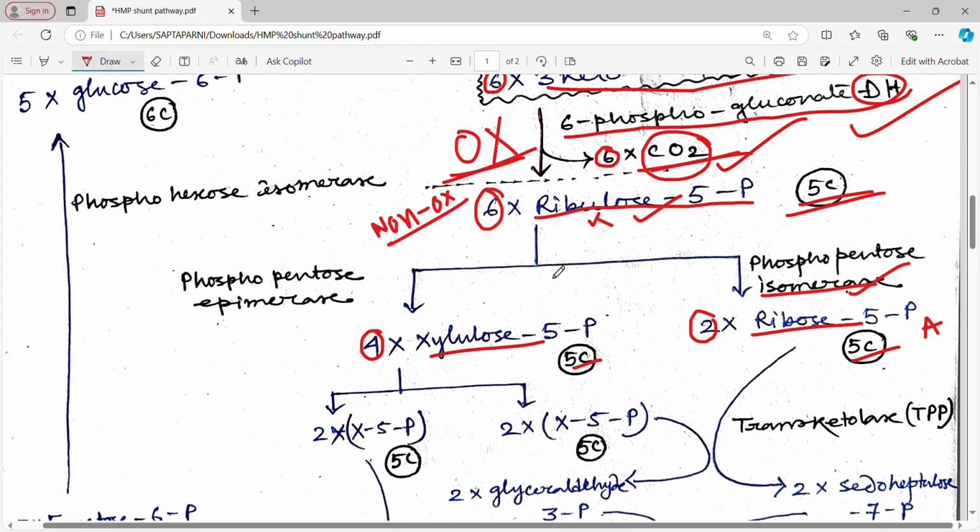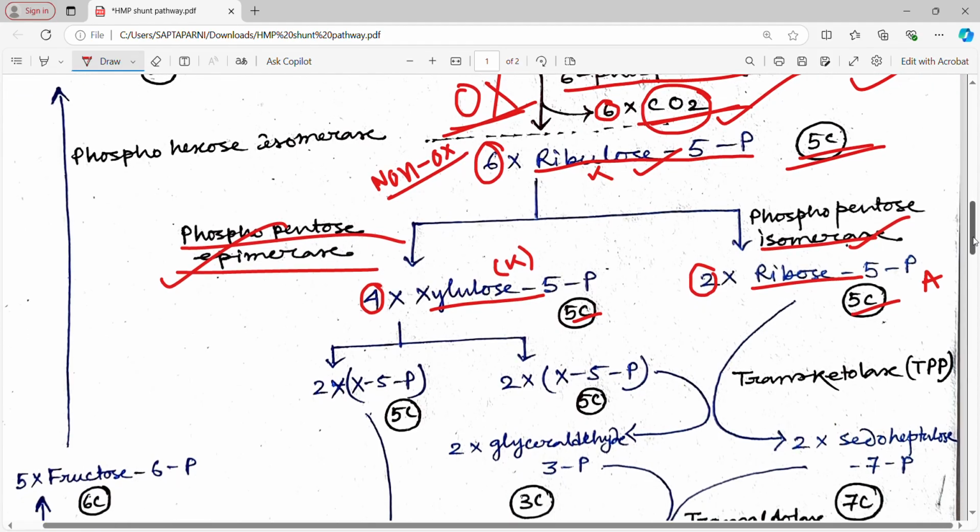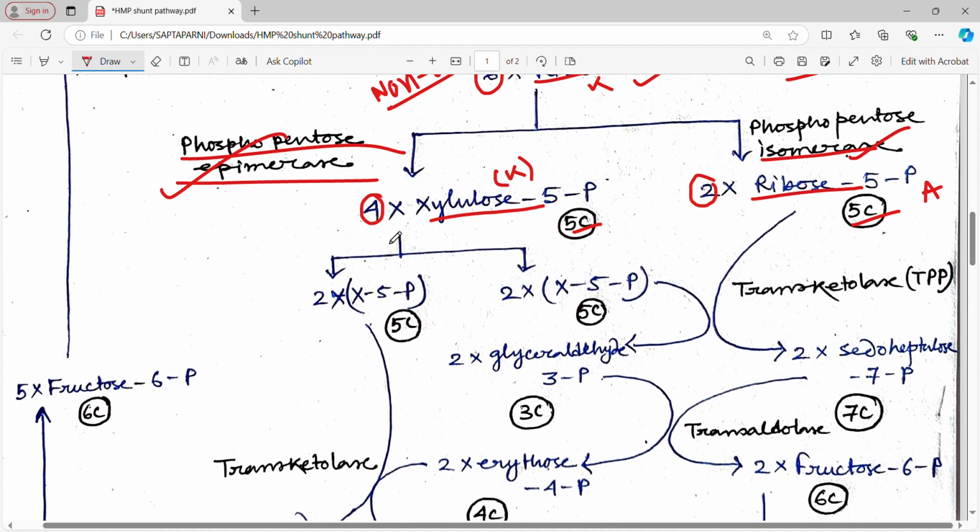On the other hand, xylulose 5-phosphate is an epimer of ribulose 5-phosphate. It is also a keto sugar, but it is an epimer of ribulose 5-phosphate. So here the phosphopentose epimerase enzyme converts it into xylulose 5-phosphate. Now you can see 4 molecules of xylulose 5-phosphate are there and 2 molecules of ribose 5-phosphate are there.